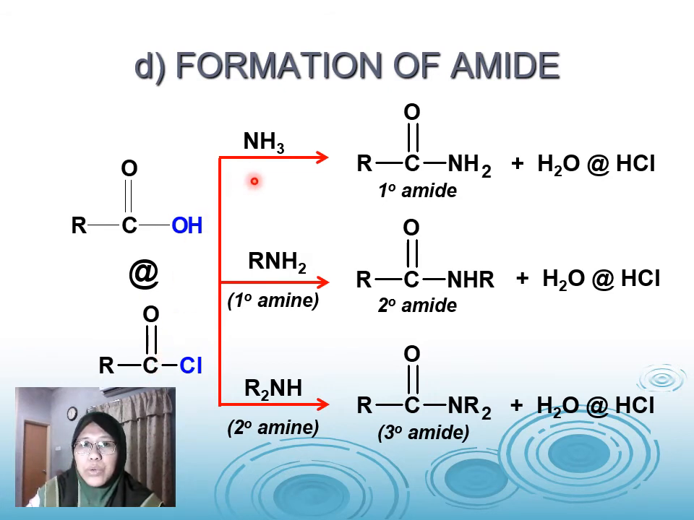So we are going to have ammonia to form a primary amide where OH is going to cut off and NH2 is going to be replaced here. So we get this amide bonding or amide linkage. And then if we have primary amide, we're going to have secondary amide, whereas secondary amide is going to produce tertiary amide. All right.